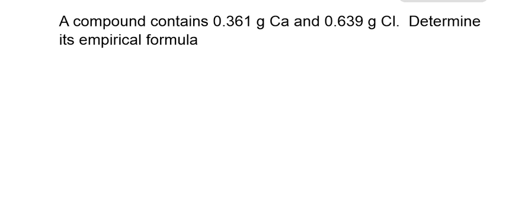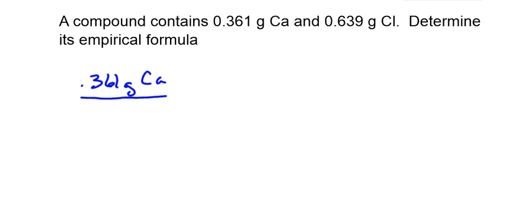Okay, we're going to look now at empirical formula determinations from grams. So we have 0.361 grams of calcium and 0.639 grams of chlorine, and we're going to determine its empirical formula. We cannot compare grams, so we need to convert these into moles. That's going to be a one step, since the word mole is in our question, although it doesn't explicitly state it, of course. But that's our job, to convert each of these into moles.